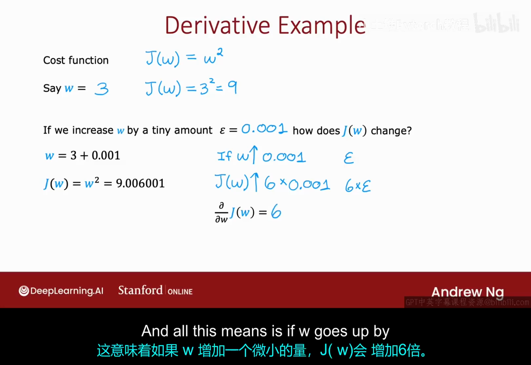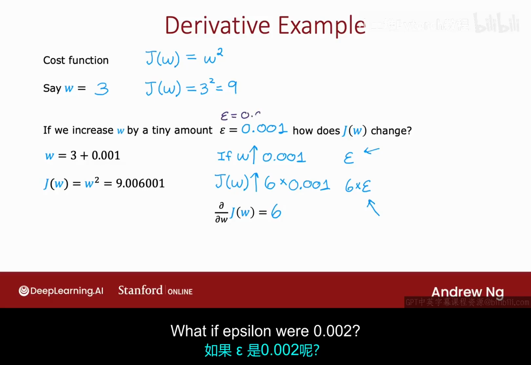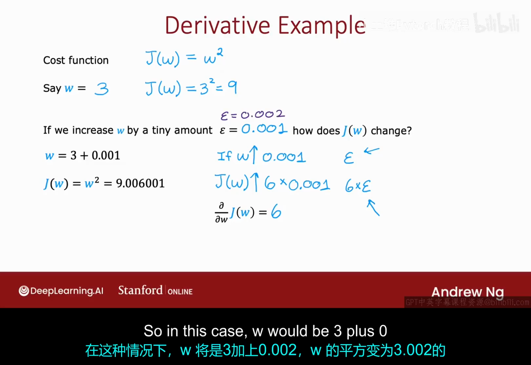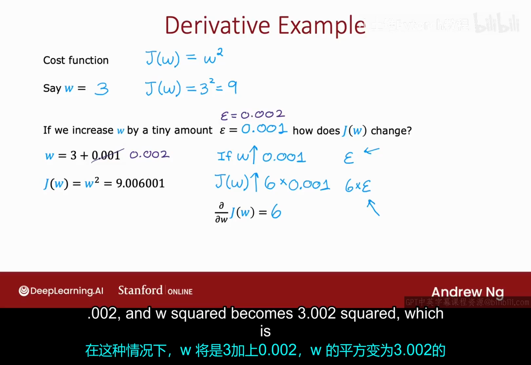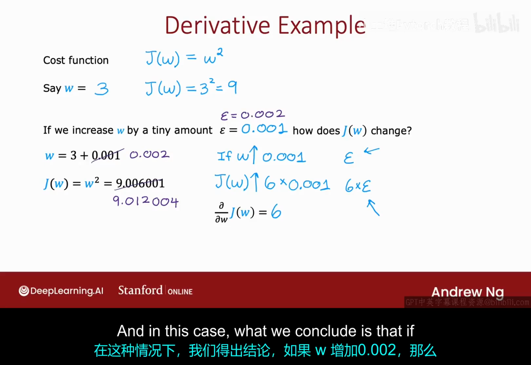And all this means is if w goes up by a tiny little amount, J(w) goes up 6 times as much. What if epsilon were to take on a different value? What if epsilon were 0.002? So in this case, w would be 3 plus 0.002, and w squared becomes 3.002 squared, which is 9.012004.